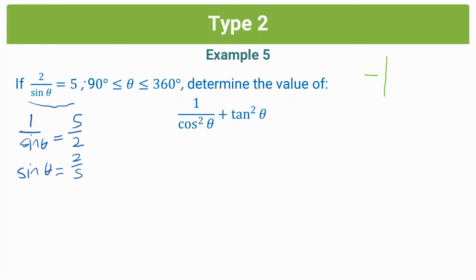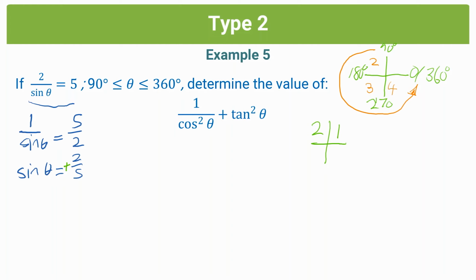Now we'll look at our restriction to find out which quadrants we could possibly be working with. Theta is between 90 and 360. So that encompasses this whole area over here, 90 to 360. So that's quadrants 2, 3, and 4. However, if we wanted to isolate exactly which quadrant we are working with, we could look at the sign that we have on the right-hand side over here. We know sine is equal to positive 2 over 5. And we know that sine is only positive in quadrant 1 and 2 because of the CAST rule. So we must be working with quadrant 2. And in quadrant 2, we know that x is negative and y is positive.